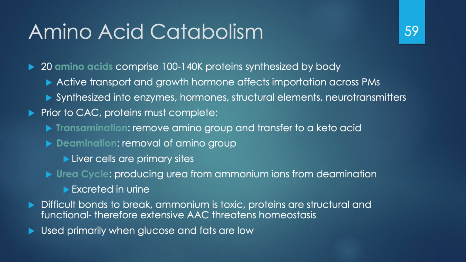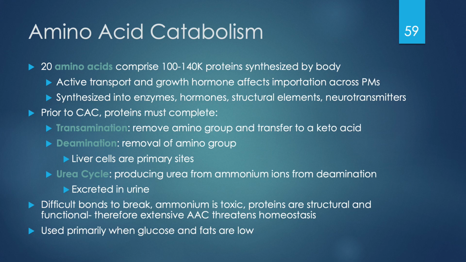The first is transamination. So this is really just removing an amino group and transferring it to a keto acid. They also have to undergo deamination. So we're deaminating, so we're removing an amino group. And liver cells are the primary site for where this takes place. And then the urea cycle has to happen as well. And this is producing urea from ammonium ions that have occurred from the deamination process. And the urea gets excreted in urine.